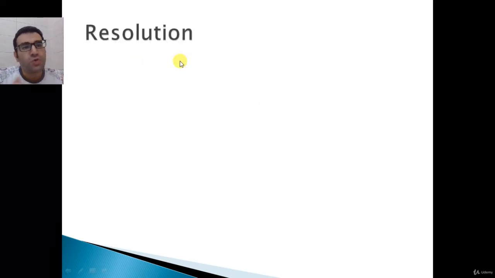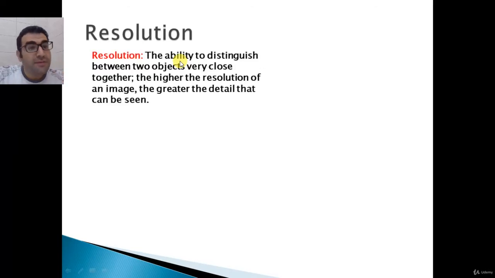Talking about resolution, what is resolution? Resolution, by definition, is the ability to distinguish between two objects very close together. The higher the resolution of an image, the greater the detail that can be seen. So resolution is directly related to the details. If we have high resolution, we have high details.